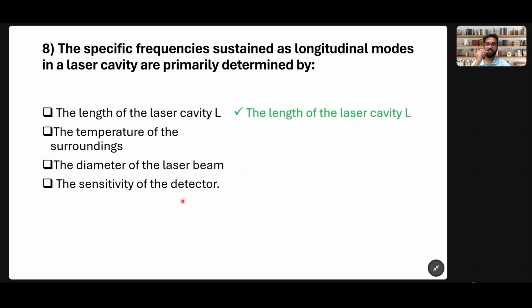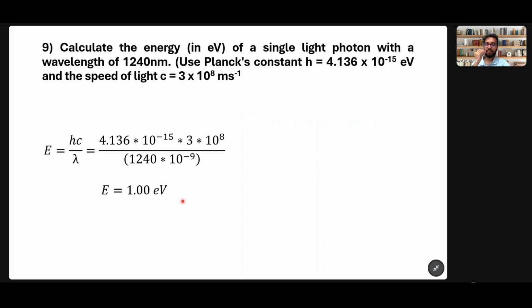So we'll go to the problems next. These were all the theoretical questions. Calculate the energy of a single light photon with a wavelength of 1240 nanometer. It's a very straightforward question. We are given the wavelength, and we have given you Planck's constant in electron volts and the speed of light. You just need to substitute into the formula E equals hc by lambda and plug in the values for h, c and lambda in their respective units. As a result, you will get your energy as 1 electron volt.